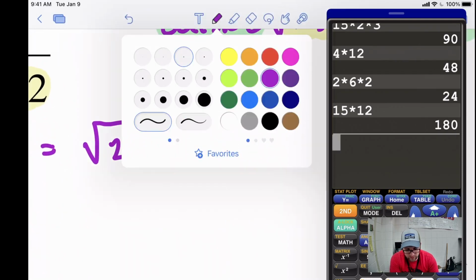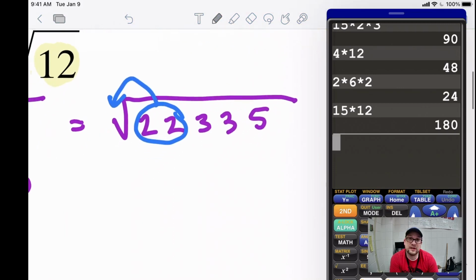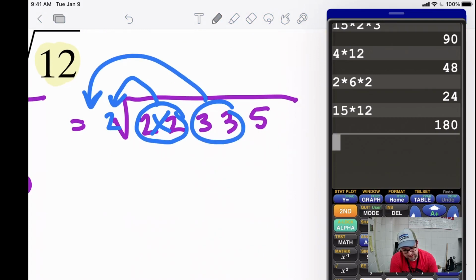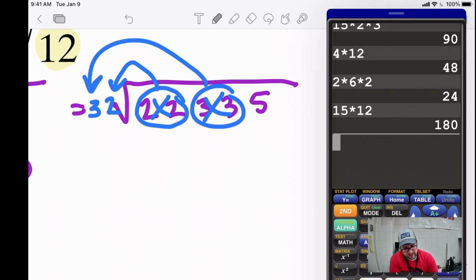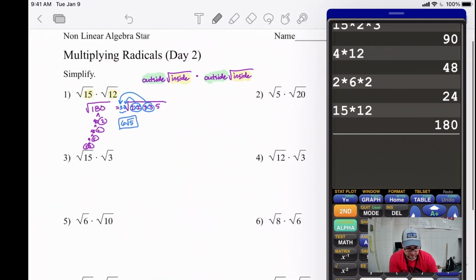Now what we want to do is anytime we have a pair of numbers, we want to pull one of those to the outside. So I'm going to have a 2 on the outside. I have a pair of 3s, so I'm going to pull one of those to the outside. So I'm going to have 3 times 2 on the outside. That's going to give us 6 square roots of 5. And we're done, just like that. Let's do one more of those.